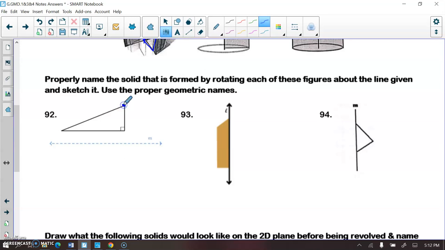And we're going to use the proper geometric names. So if I were to rotate this around line M, it would rotate like this all the way back to its starting point. And then if I rotated this point here, that would rotate like this back to its starting point. And if I rotated this point here, that would rotate like this back to its starting point. And we can connect some lines together. So these two points are connected, and so these two points are connected. So we do see a cylinder shape.